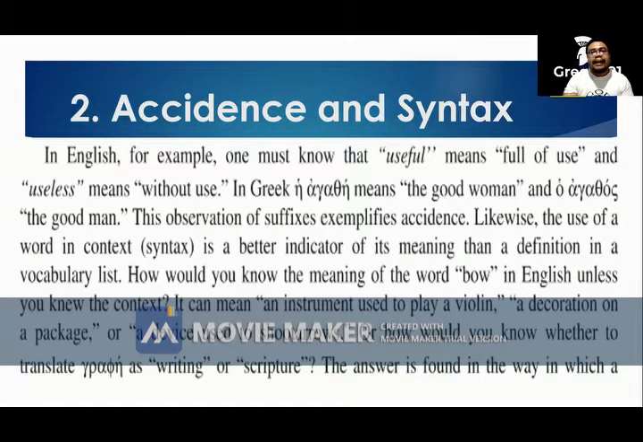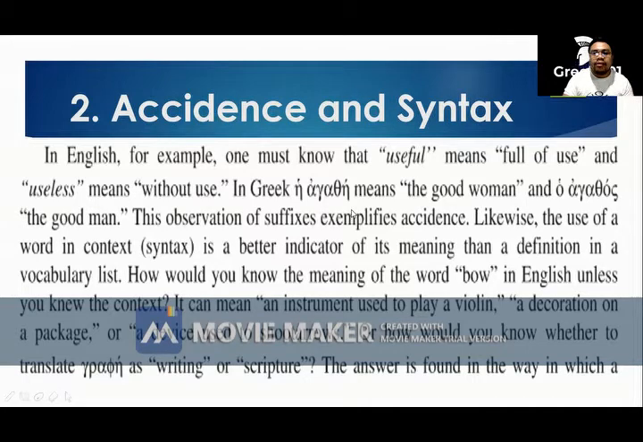In English, for example, one must know the use in useful: use is the root word, and full is the suffix. Useful means full of use. And of course, the word useless, the last suffix means it is without use.